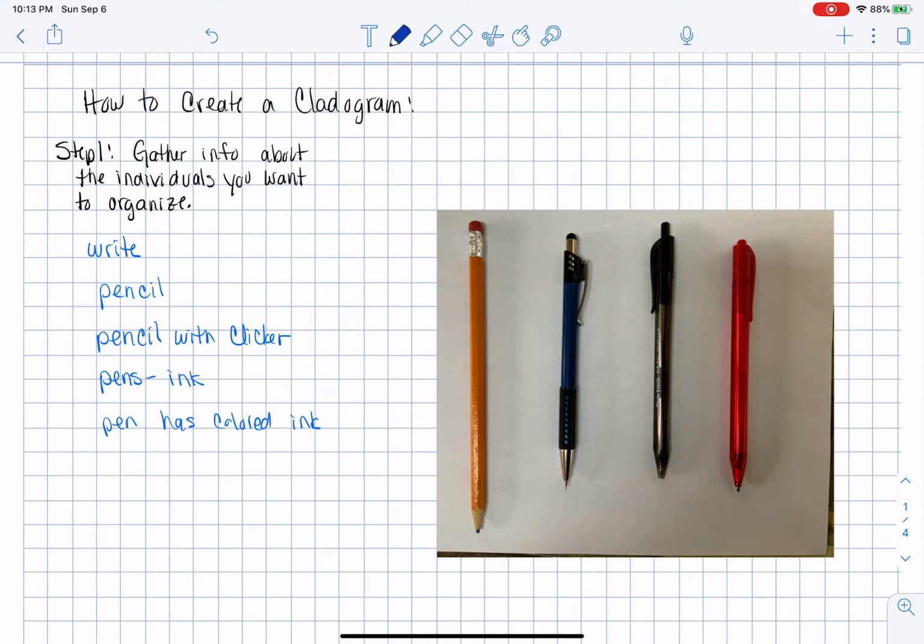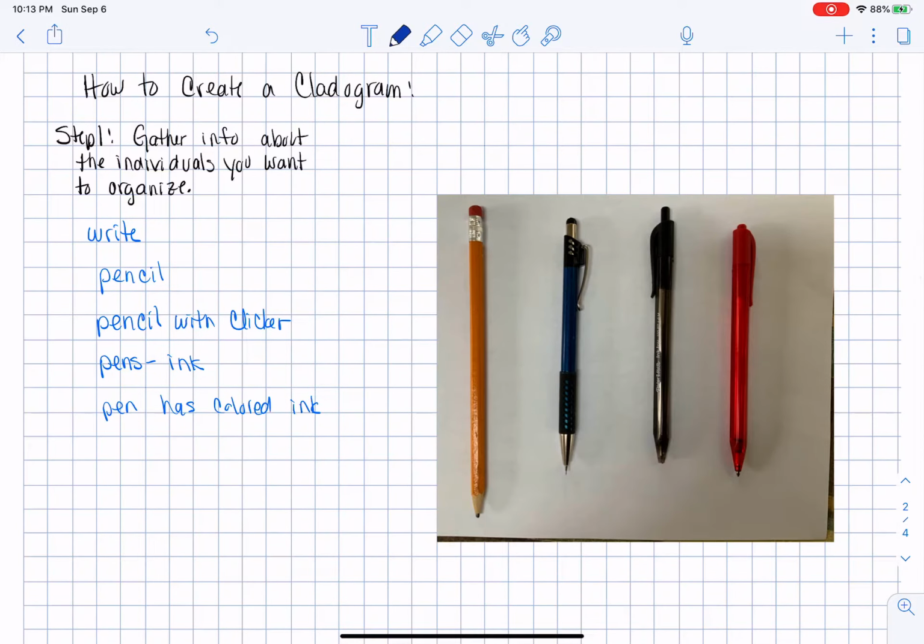Now that you know what a cladogram is and what it looks like, we're going to look at how to create a cladogram. We're going to do this in a couple of steps, and the first is to gather some information about the individuals that you want to organize. And here, our individuals are going to be some writing implements.